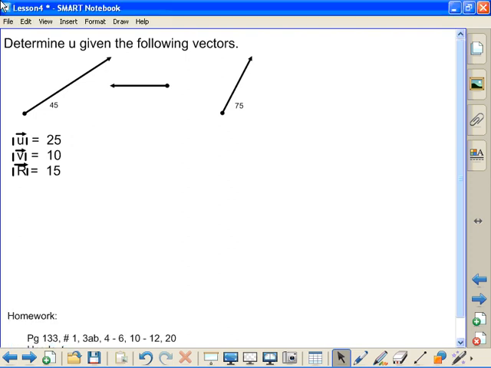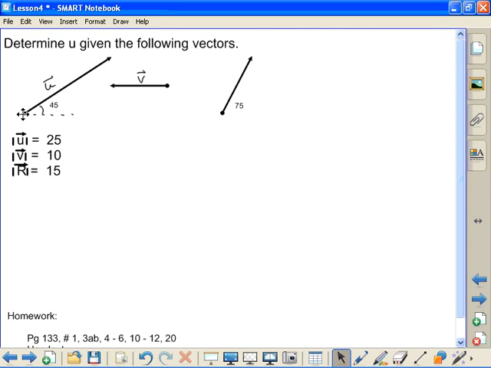All right, finally, why would you use algebraic over geometric? So my final attempt at trying to sell you here. I have a 45 degree vector, and let's call that vector u. Let's call that vector v, and let's call that determine u given the following vectors.